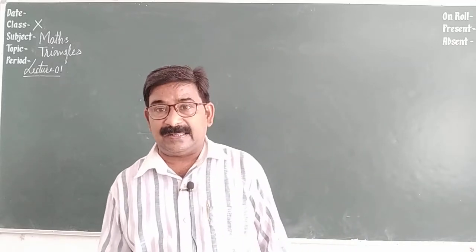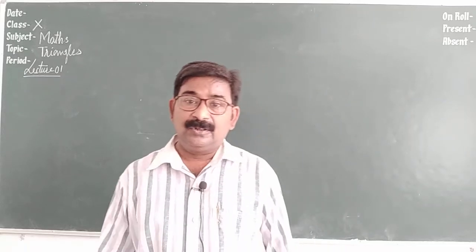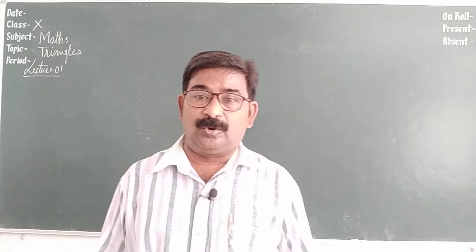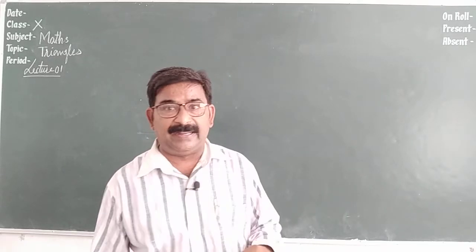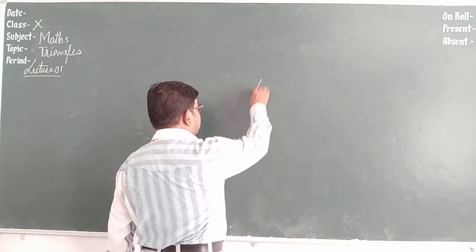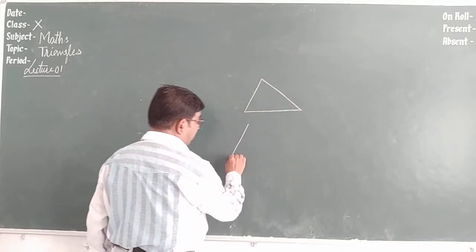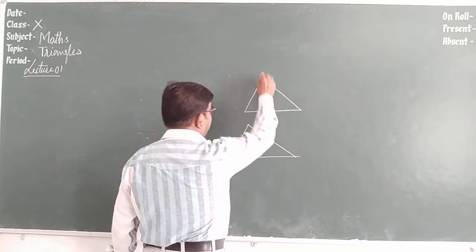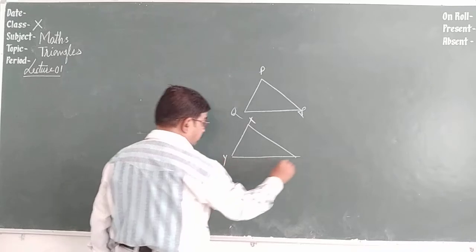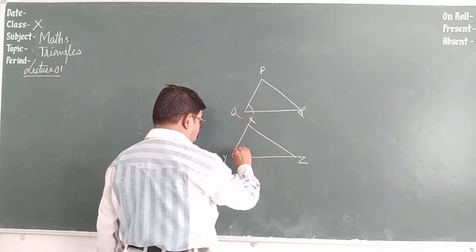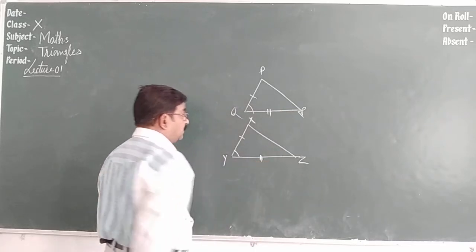Second one, SAS criteria, side angle side criteria. What was the definition? Two triangles are said to be congruent if two sides and the included angle are equal. Try to understand. Suppose this is a triangle and this one is a triangle. This is triangle PQR. This is triangle XYZ. This angle is equal to this, this side equal to this, this side equal to this.